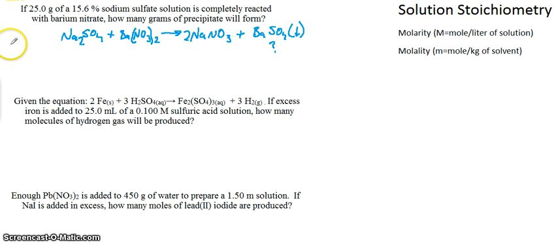So what I could do here is 15.6% is 0.156 times 25.0, and if you figure that out, that means you're going to be starting this reaction with, I believe if I did my math right, 3.9 grams of the sodium sulfate. So now that I know that, I can very easily go from, and actually, you know what, let me do my labeling here.